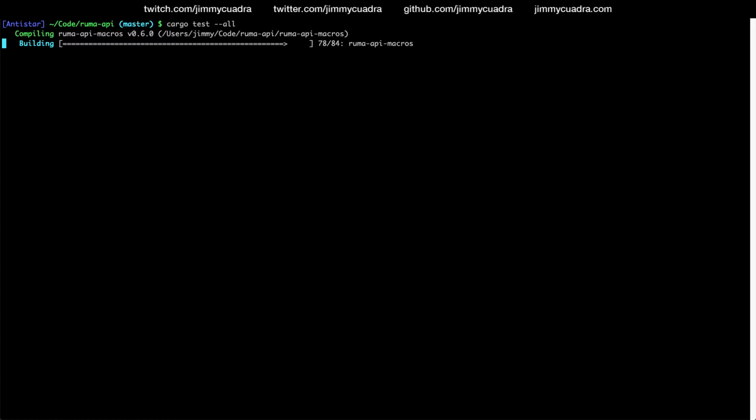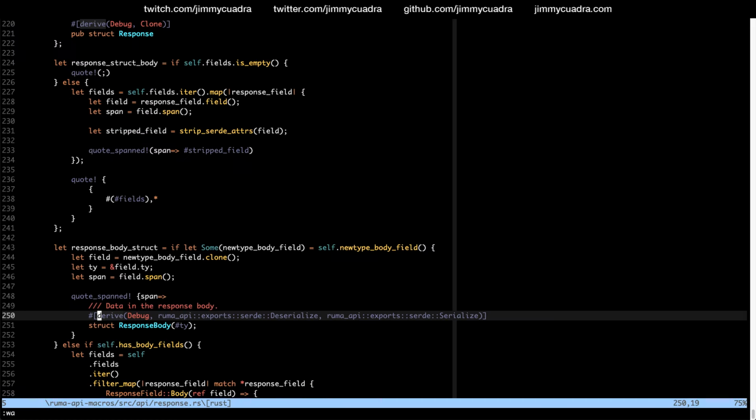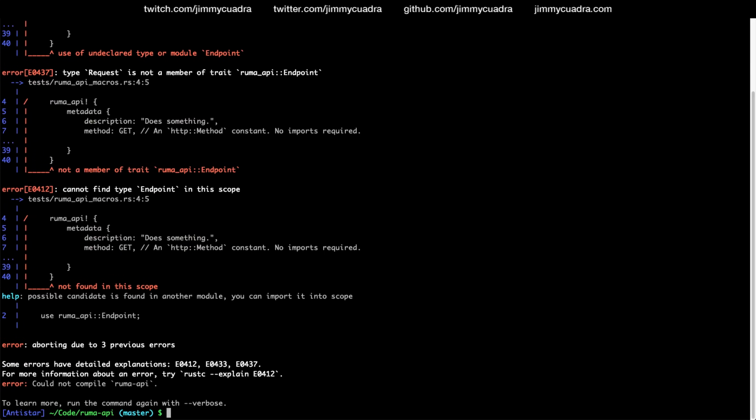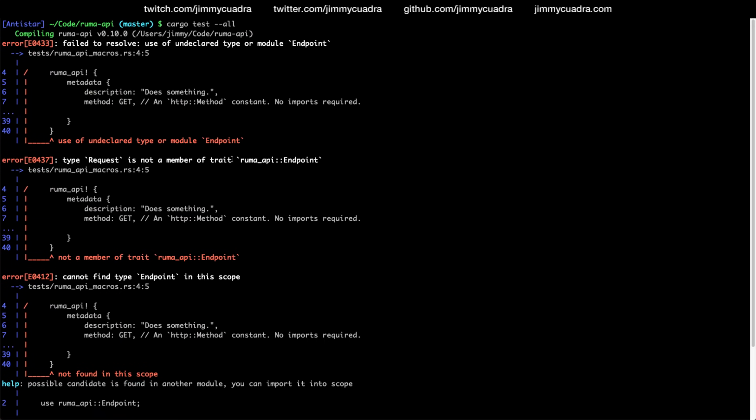All right, let's try running this again. Did I remember to save? I don't remember if I saved that. Let me try that again. Excellent. So that got rid of the errors about not being able to find the derive macros, serialize and deserialize. So the last problems we have here: undeclared use of module endpoint.